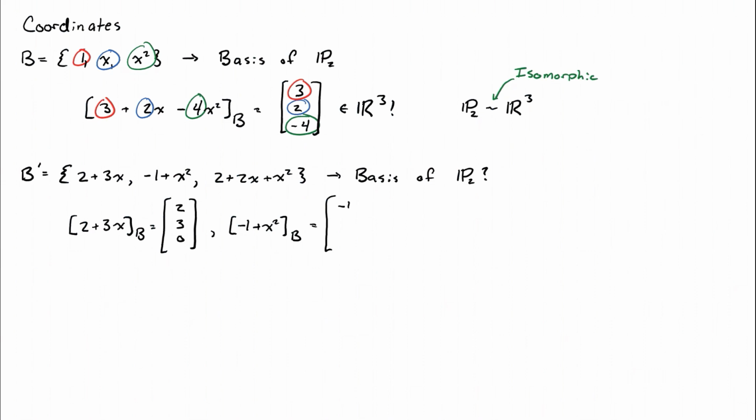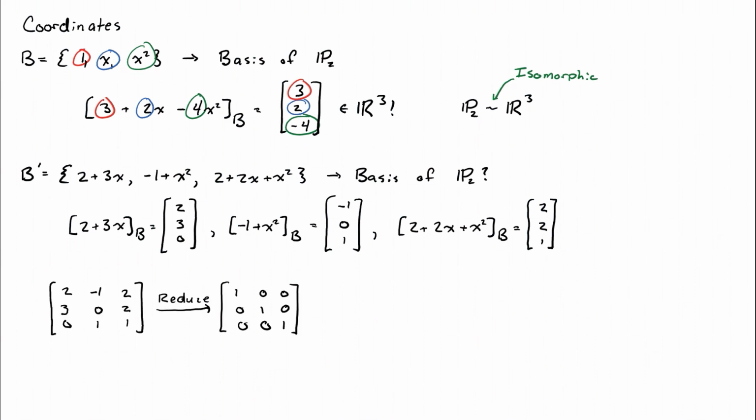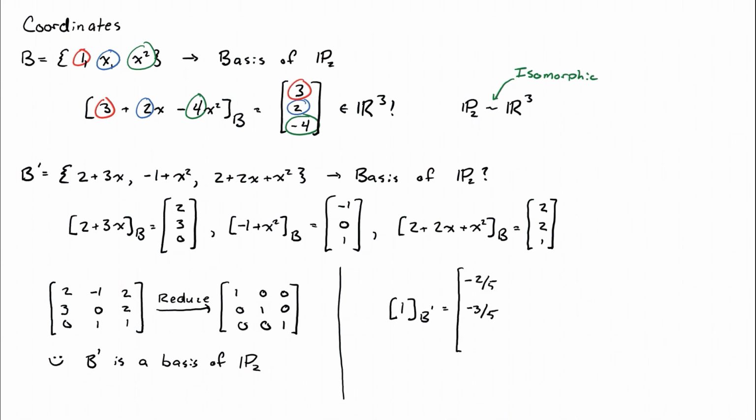We need the resulting vectors to either be linearly independent or span R3, and these two comments are really the same. Put them in a matrix and reduce. We see 3 pivots, so B prime is a basis of P2. As a fun exercise, you should write each of the basis vectors from B in the basis B prime. I find one to be this.